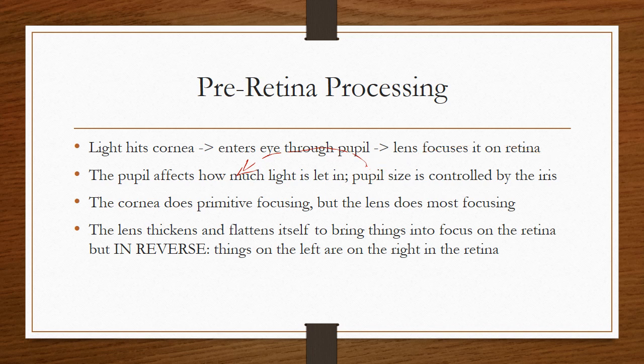The cornea does a lot of the primitive focusing, but the lens does the most focusing. So if you're asked a question about the focusing, say the lens, not the cornea, because it only does primitive focusing. The way the lens does the focusing is that it thickens and flattens itself. And one other thing to remember is that the image in the real world is actually reflected on the retina. So things on the left in the real world are on the right in the retina, and things on the right in the real world are on the left in the retina.